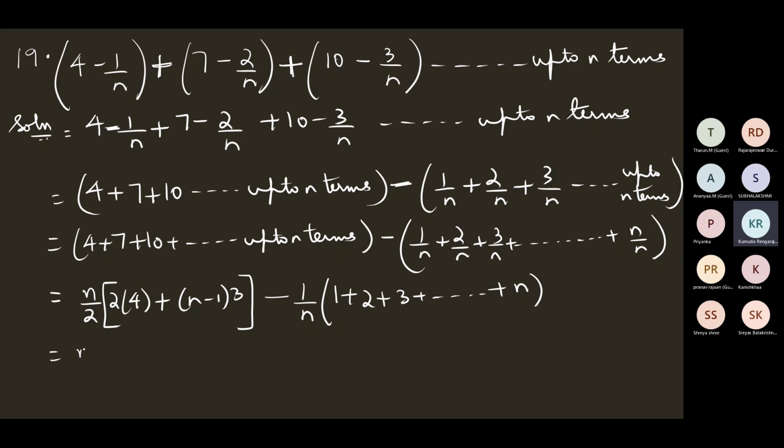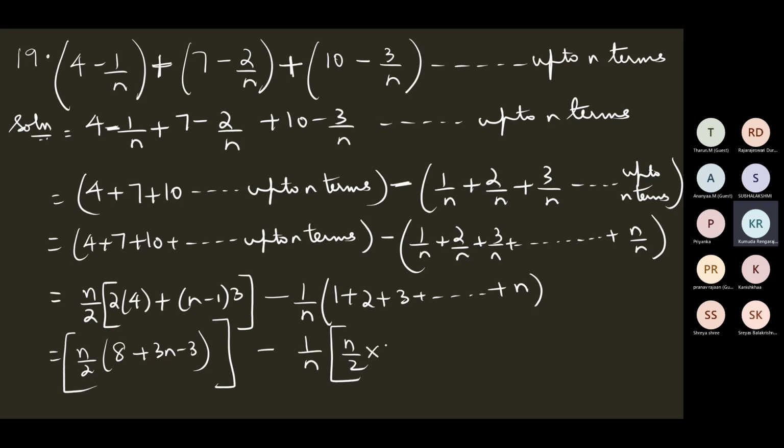What is this? n by 2 of 8 plus 3n minus 3. This is one thing. Okay, this is the first portion. Minus 1 by n. Here you will again get what? The sum up to n terms of natural numbers, n by 2. So it will be n by 2 only, of 2a. n by 2 of 2a, 2a meaning 2 into 1, 2. Correct, children?